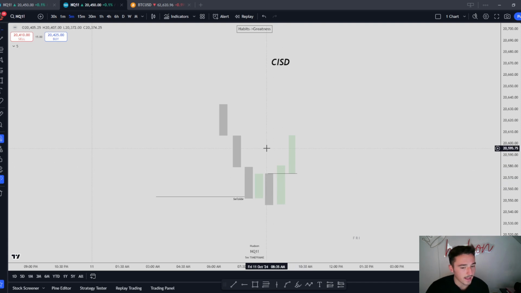If we are entering a higher time frame PD array to the downside, it will be the last down close candle for your CISD. If it is a higher time frame on the bearish side, so up here, it will be the last up close candle for your CISD, right?